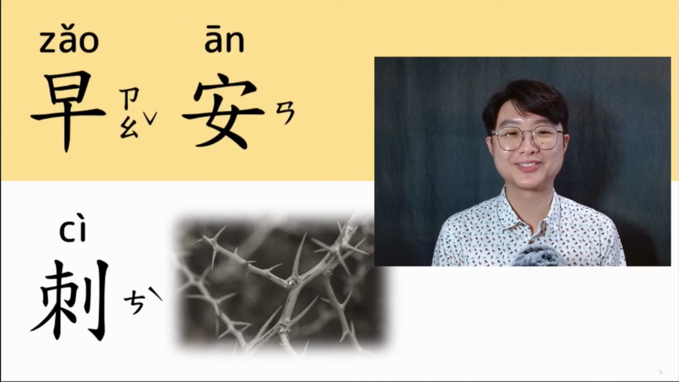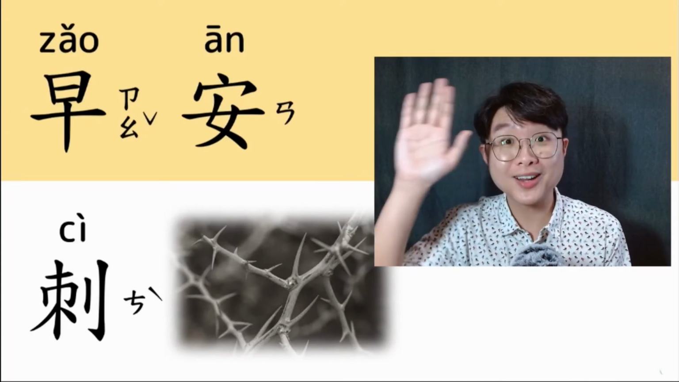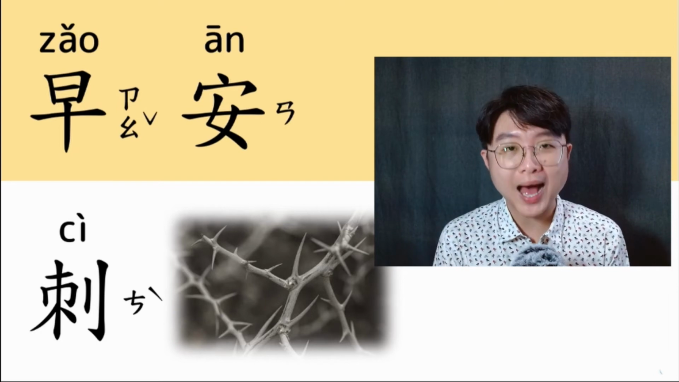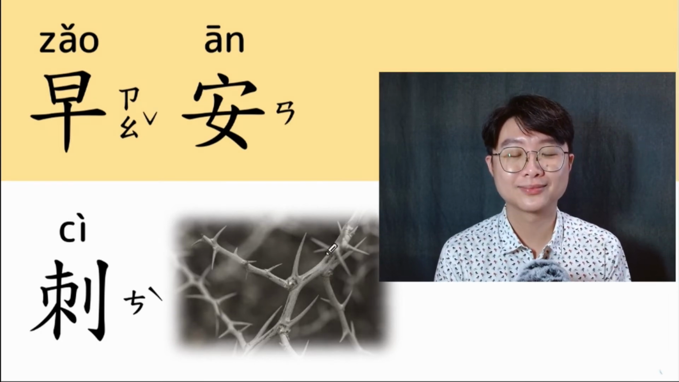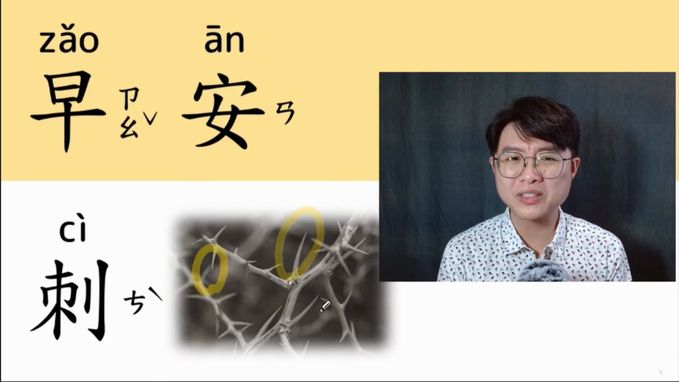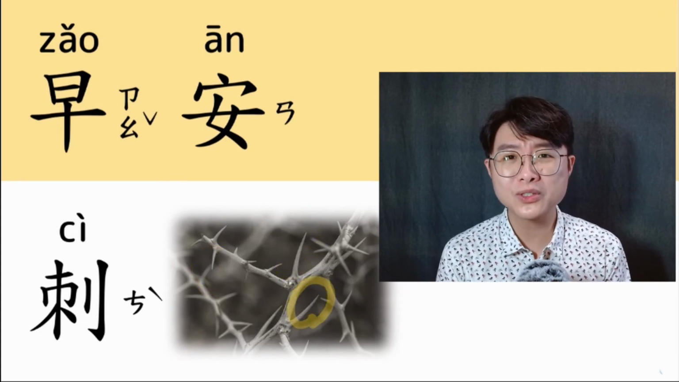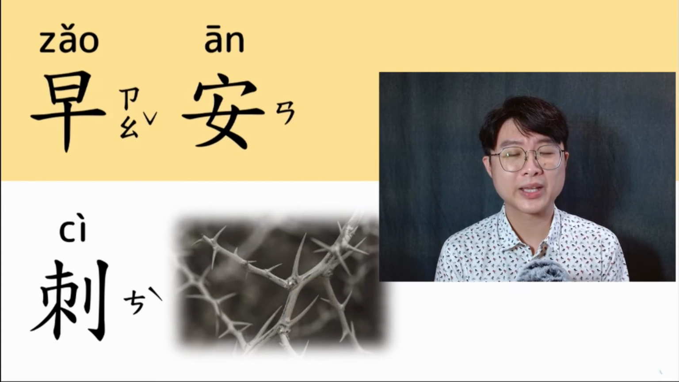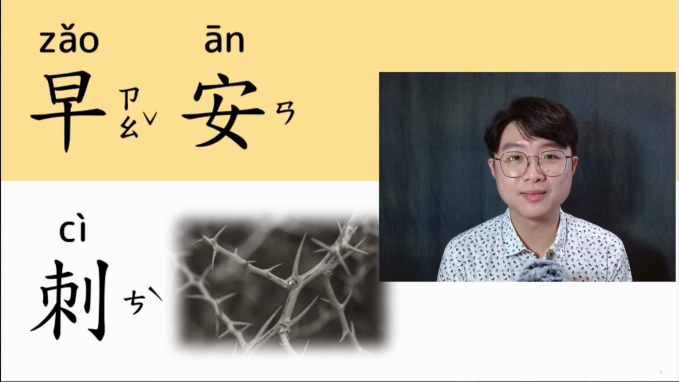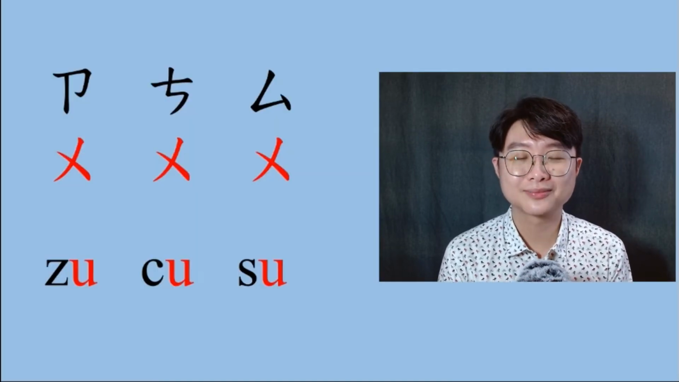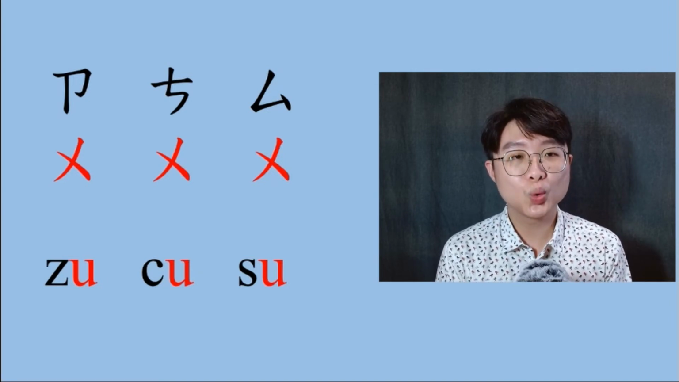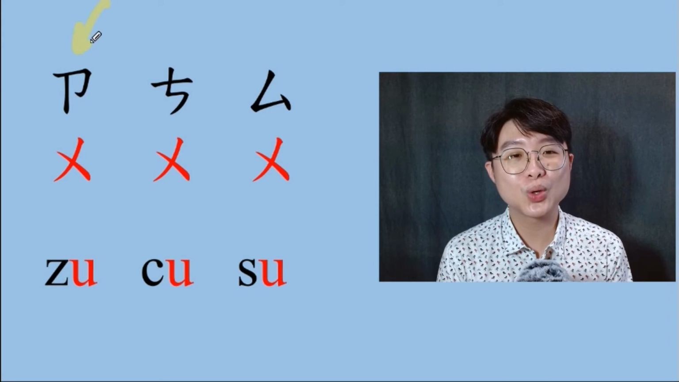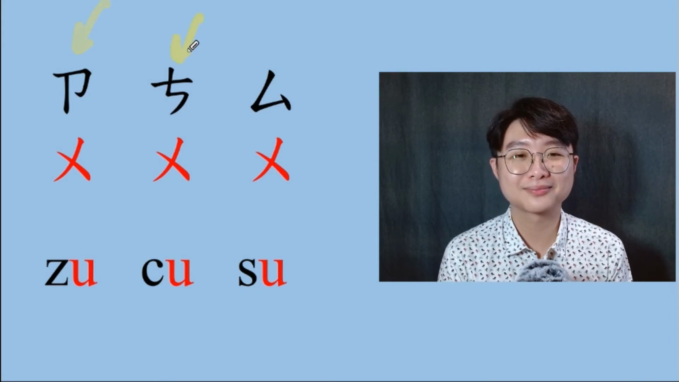For example, how do you say good morning? 早安, 早安. And do you see those thorns? Maybe on a rose or something? We call them 刺, 刺. When 字, 词, 思 go with 乌, it's 租, 粗, 苏.